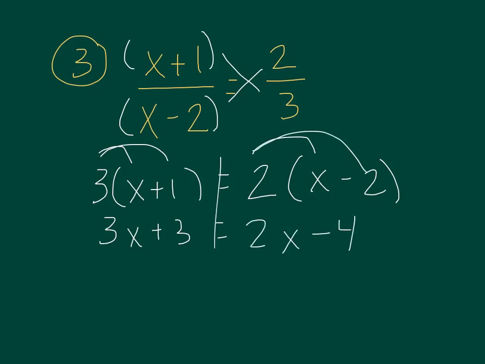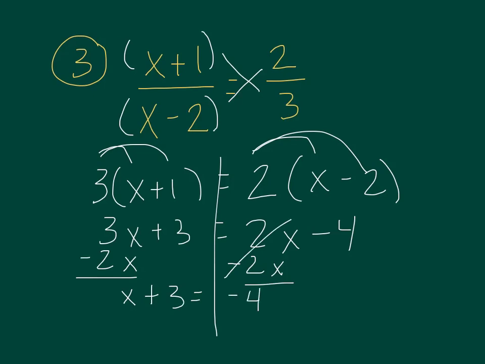Now we have variables on both sides, so I got to get my x's together. If I want to move this 2x, since it's positive, we're going to subtract it from both sides. So 3x minus 2x is x plus 3 equals, these are gone, so negative 4. How am I going to get x by itself now? Well, we're going to subtract 3 from both sides. Those are gone, you get x equals negative 7.